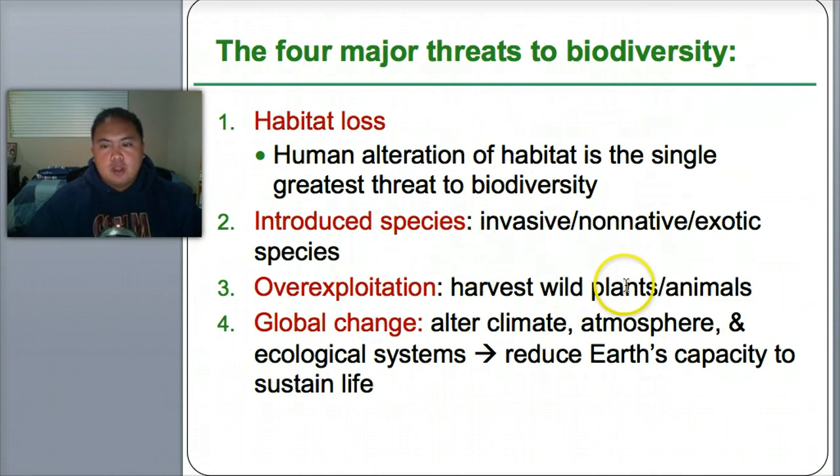Overexploitation, so harvesting wild plants and animals, killing so many animals for our food, or harvesting too many plants, that's called overexploitation. And then global change, when we alter the climate and the atmosphere and ecosystems, that also reduces the capacity to sustain life. So you should know these four threats to diversity.